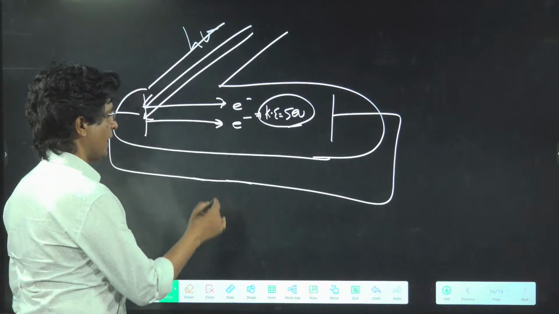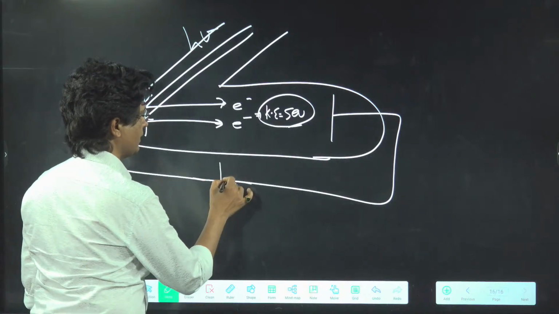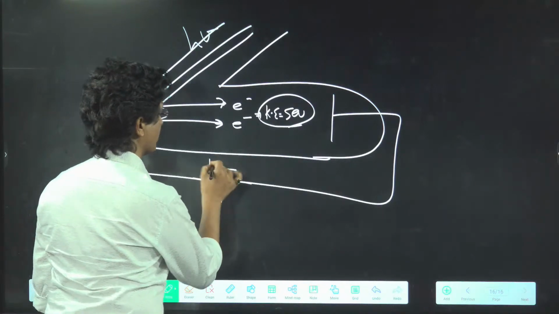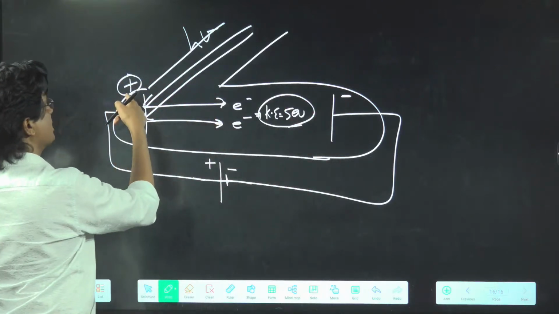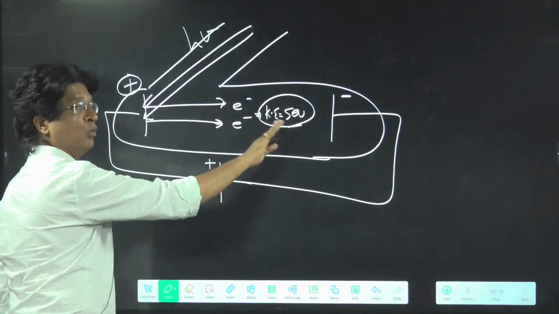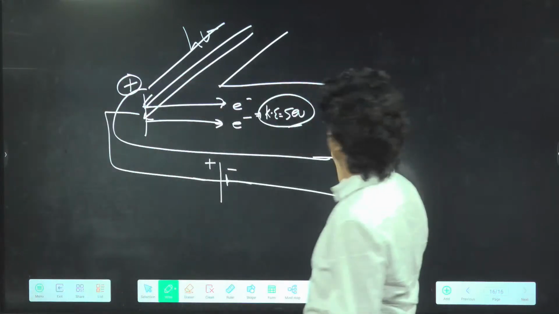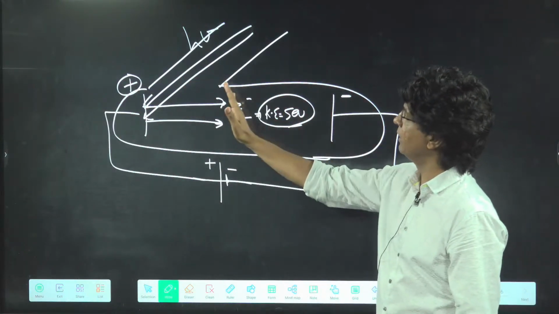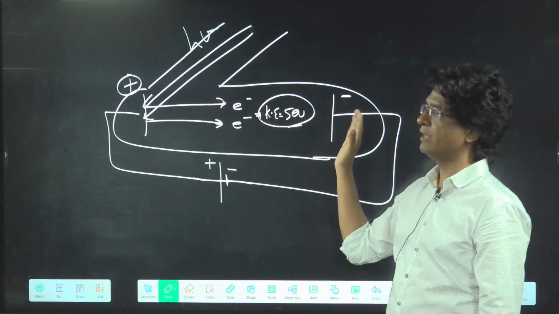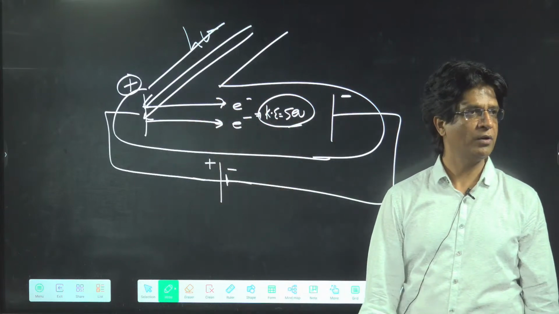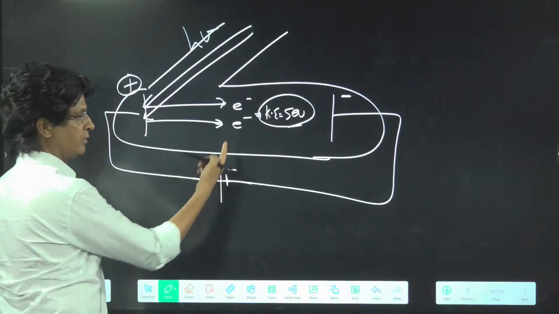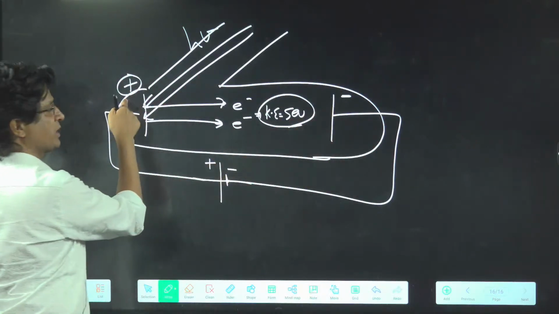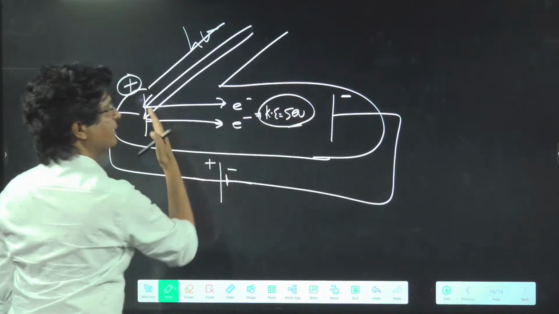Now suppose I put a battery in the opposite direction. This will become negative and this will become positive. So this positive will not allow the electrons to move. Moreover, this negative will also repel the electrons. Same charge will repel. Yes or no? Agree or not? If I put a battery in this fashion, this negative will repel the electrons.